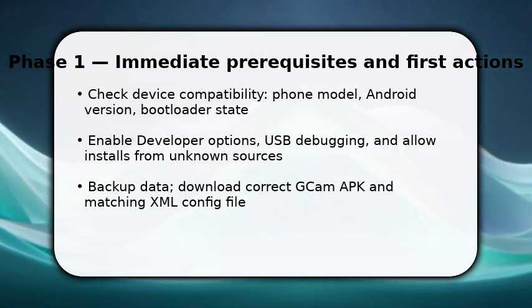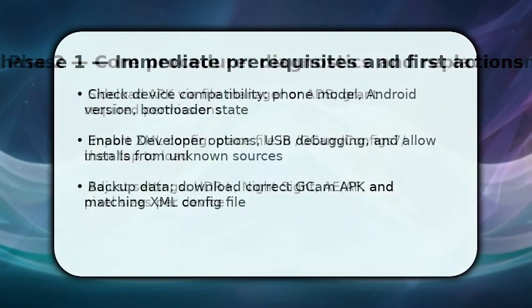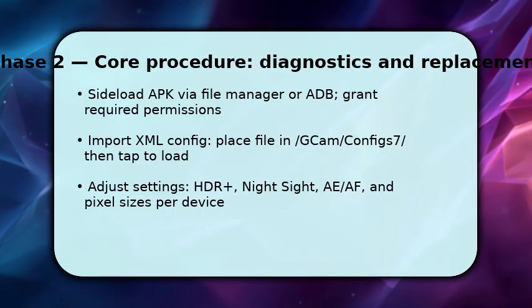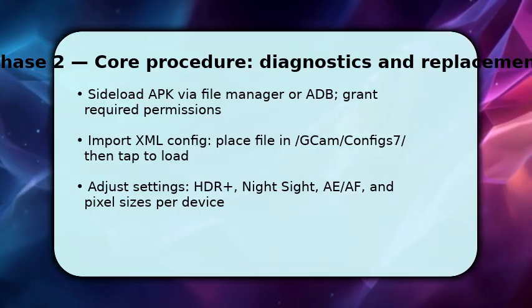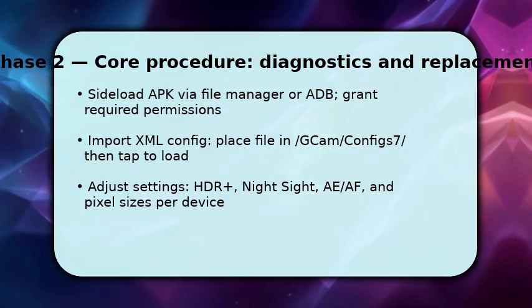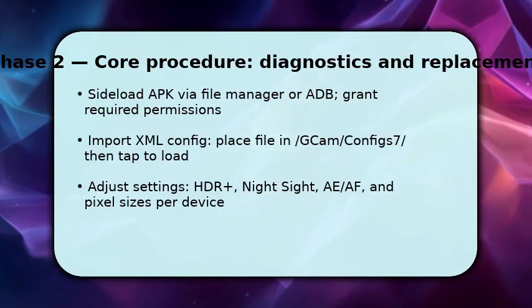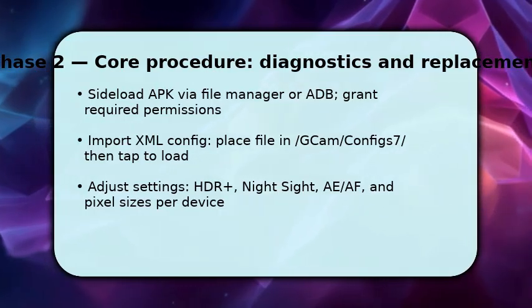You install the APK. Either open it in a file manager or use ADB install for reliability. Accept permission prompts and grant camera, microphone, and storage access. Once installed, create the config 7 folder and drop the XML file there. Open Gcam, double-tap the black space by the shutter, select the config, and tap Restore.